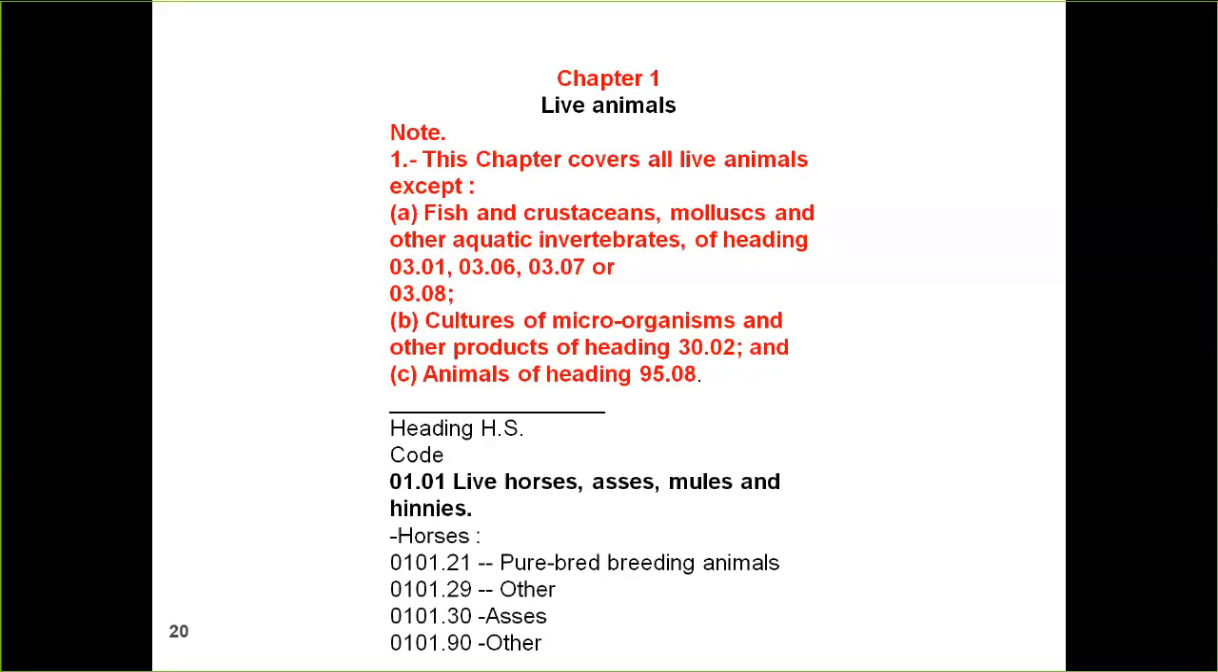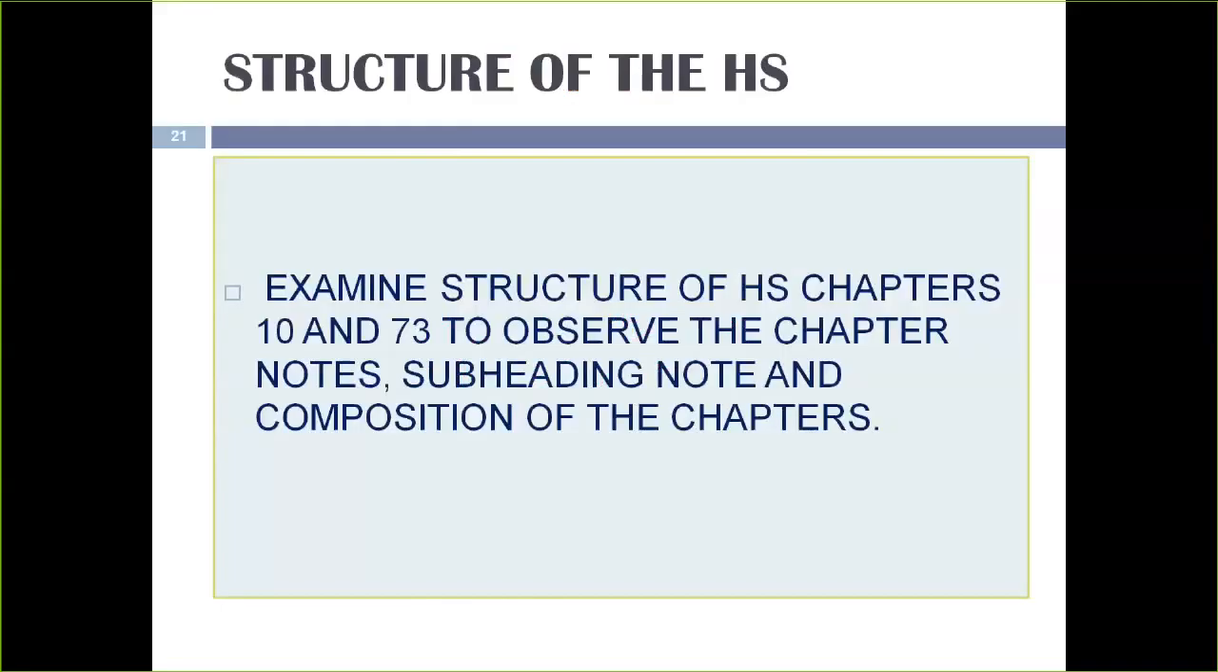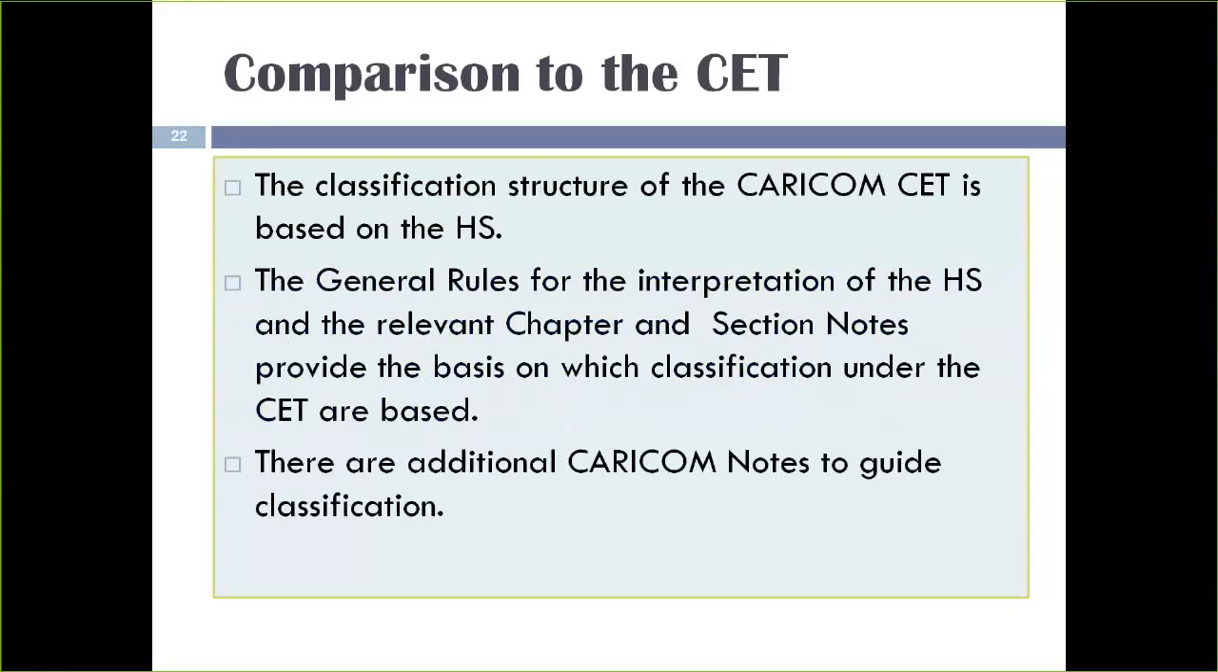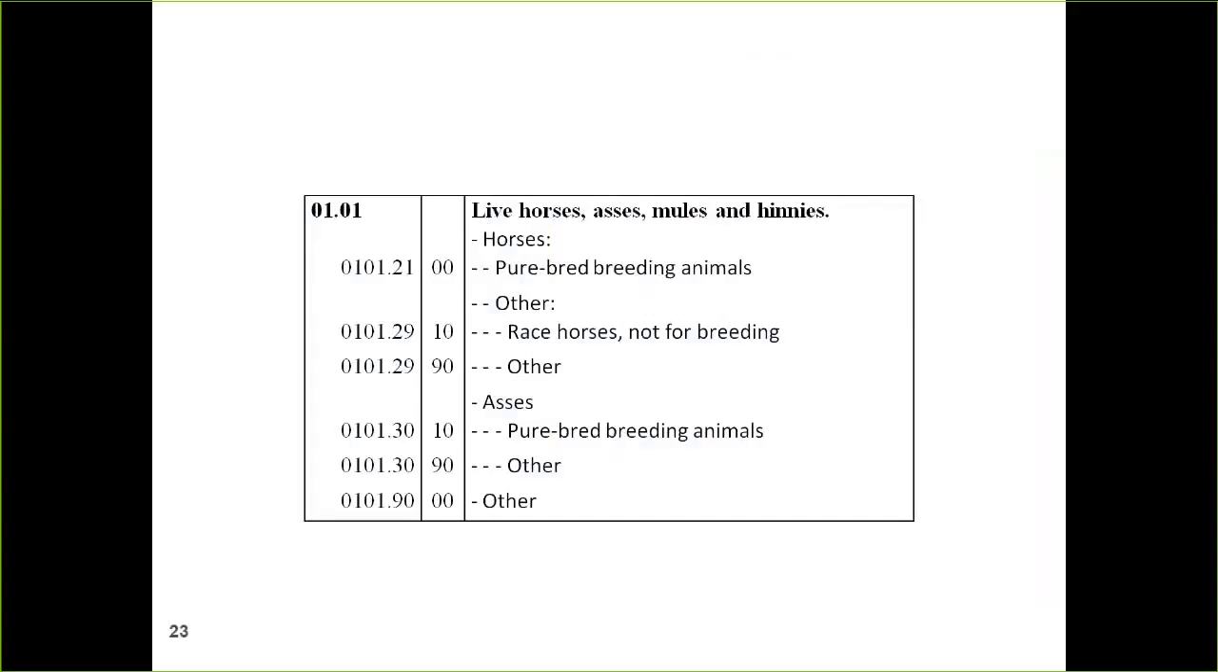So you have to take account of the chapter notes and the section notes in order to determine where a product is classified. Now, the classification structure of the CARICOM CT, as I said before, is based on the HS. The general rules for the interpretation of the HS and the relevant chapter and section notes also serve as the basis for classification of the CT, although there are additional CARICOM notes to guide classification.